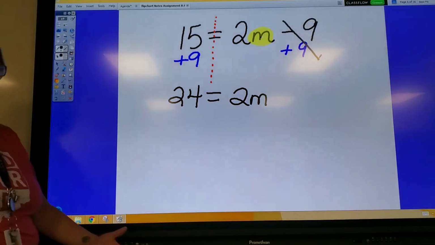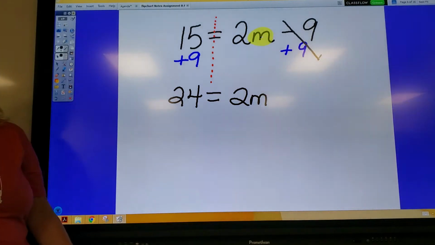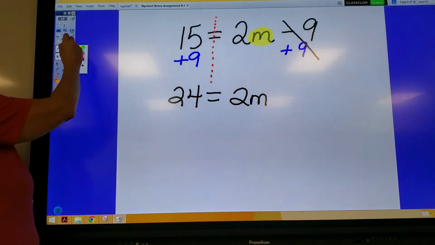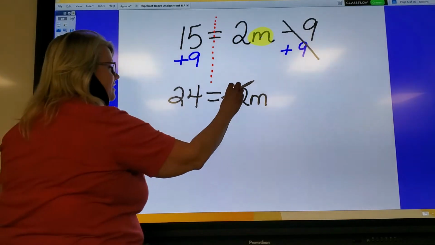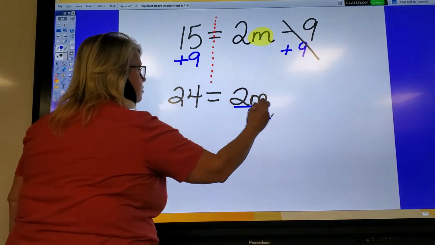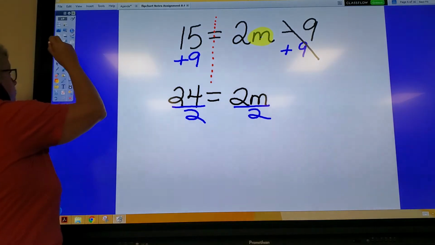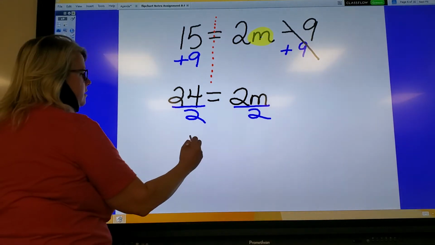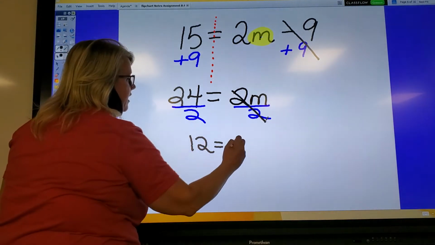All right, we're on to our last step. What's our last step going to look like in this one? Divide by 2. Good. So our last step is getting rid of this coefficient. So we're going to divide by 2. 24 divided by 2 is 12. The 2's cancel out, so you have your m.